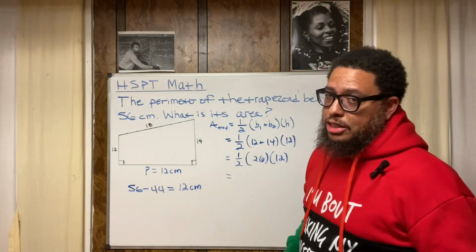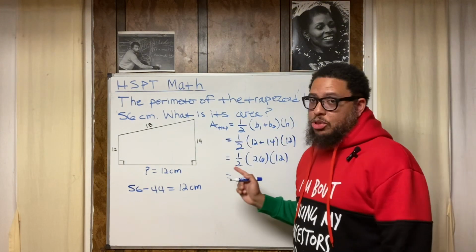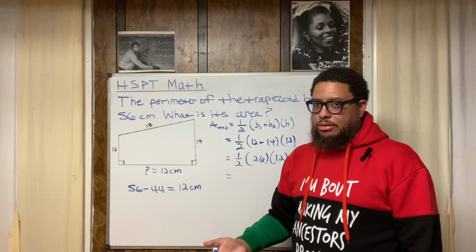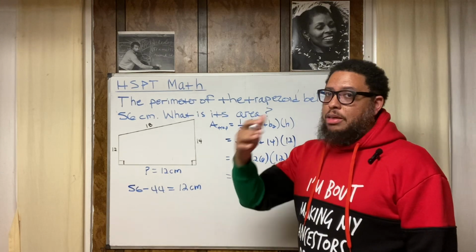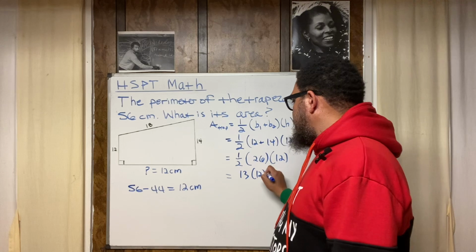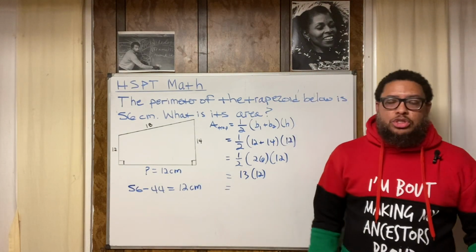Make sure you know your multiplication facts. If you know your multiplication facts, then you're going to know your division facts. A half times 26 is the same thing as saying 26 divided by 2, the same thing as 26 times 1/2, the same thing as 1/2 times 26. So that's going to be 13 times 12. Again, if you have your multiplication facts memorized, this makes the work so much easier.